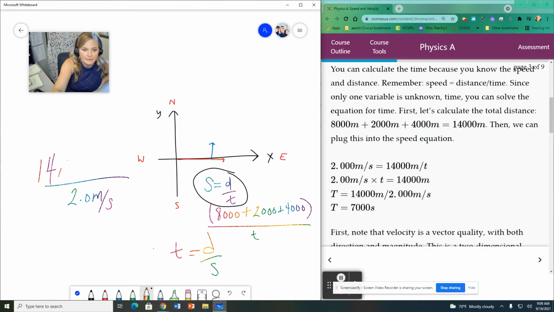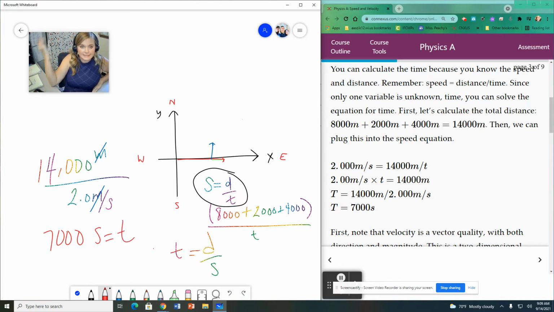If I take distance divided by speed, that should just be meters. The meters will cancel. Seconds is the inverse of, it's basically like you have it in the denominator and it's already a fraction, so you move it up to the numerator, right? So it becomes 7,000 seconds. That's my time.